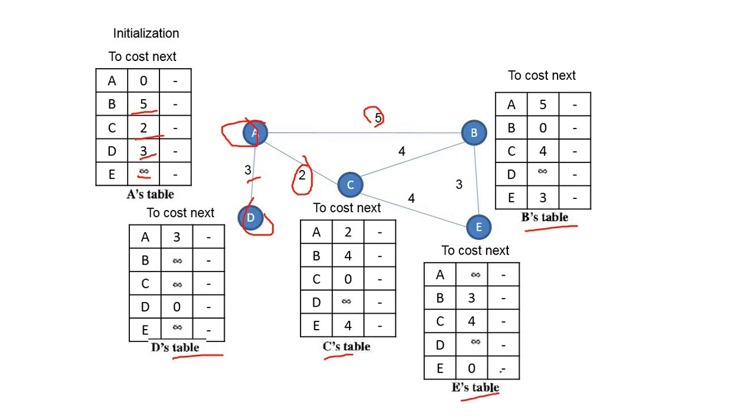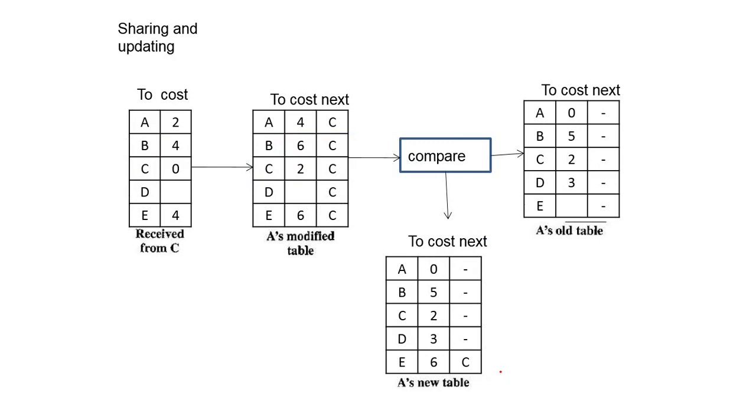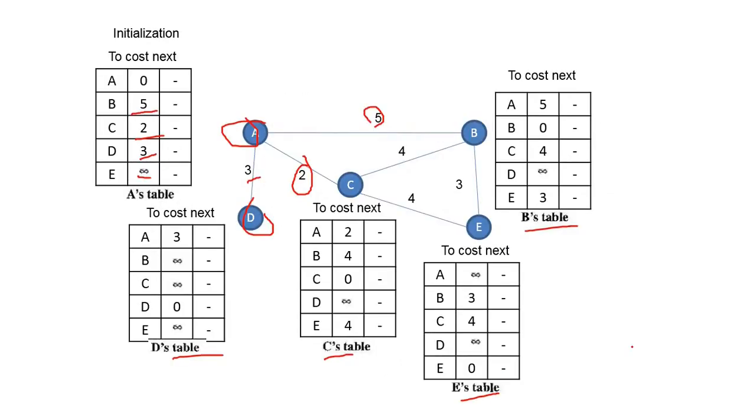Now we will share the information with the other routers' tables. So E is unknown, but we can travel from A to C and C to E. So we will share the table of A and the table of C, these two tables. We will compare the table of A and the table of C by sharing.